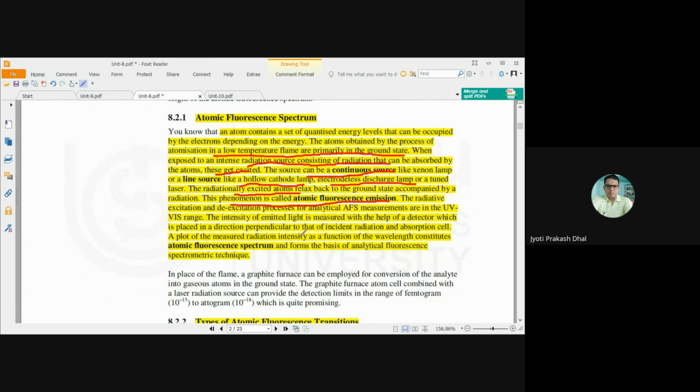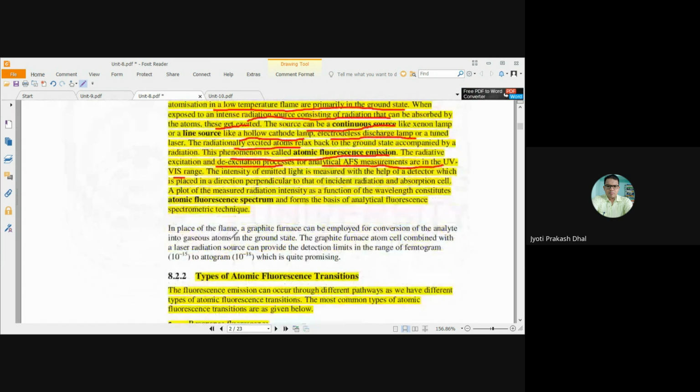So the radiative excitation and de-excitation processes for analytical AFS measurement are in the UV visible range. That means initially the individual isolated gaseous atom will undergo excitation by a particular radiation, and then undergo de-excitation by emitting radiation. The emitted radiation due to the de-excitation process falls in the UV visible range.